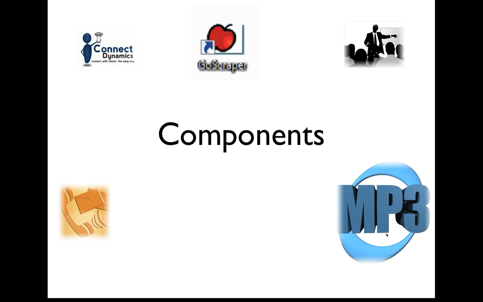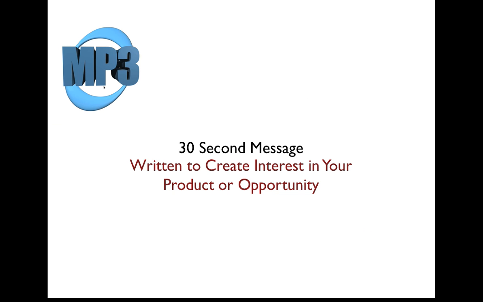Okay, so now we're going to move on and talk about the components of setting up an automated sales and recruiting system, and I'll go through each one of these components one at a time. The first component is your messages, and that's that 30-second message I mentioned a couple of minutes ago. When the system starts calling people, it will deliver these messages directly to your prospect. And obviously, again, you want to write this message to create interest in your product or opportunity.